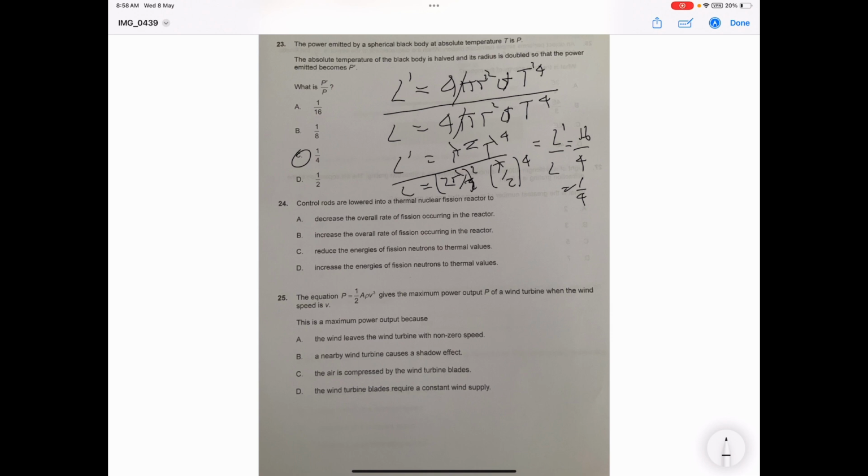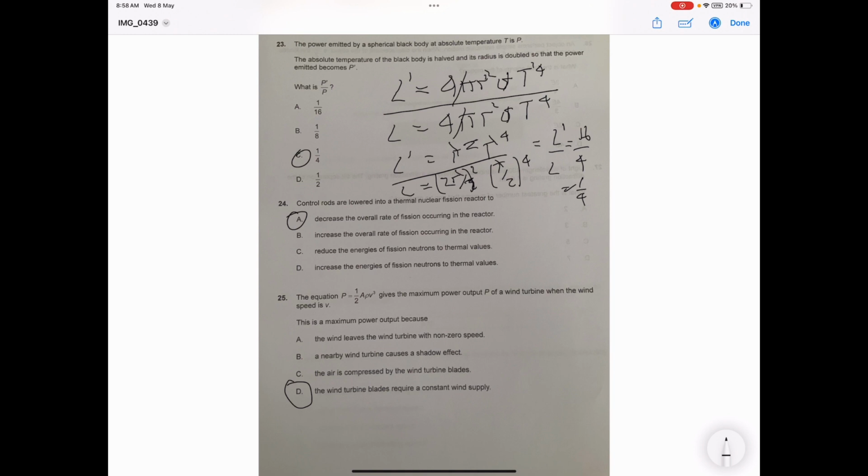So number 24, control rods are lowered into a thermal nuclear fission reactor. So this is a knowledge question again. And we use control rods to decrease the overall rate of fission occurring in the reactor, so the answer is A. Number 25, again this is a question I'm not really sure about. I think the answer is D.